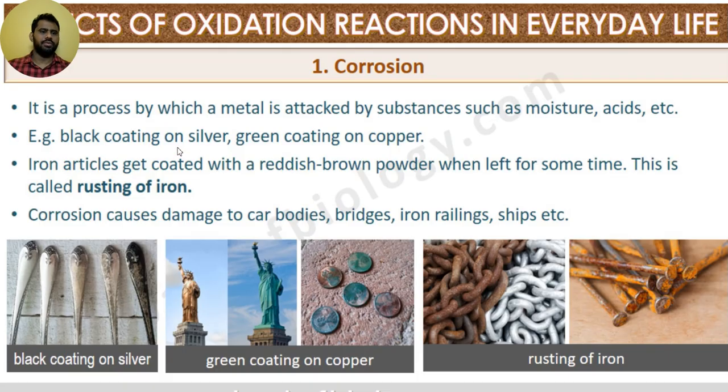You can give the example of the black coating on silver, green coating on copper, and you can say it causes damage to car bodies, bridges, iron railings, ships, etc. How do we avoid it? There are multiple methods. The most common method is to paint it, and there are other methods as well. You can just say we can paint the metal and we can avoid corrosion.